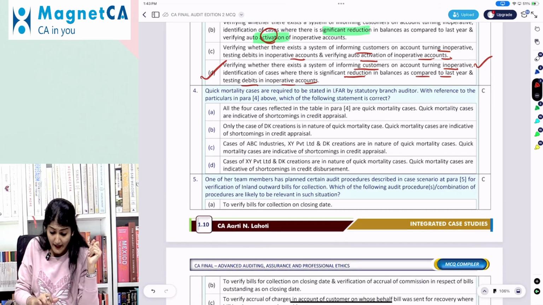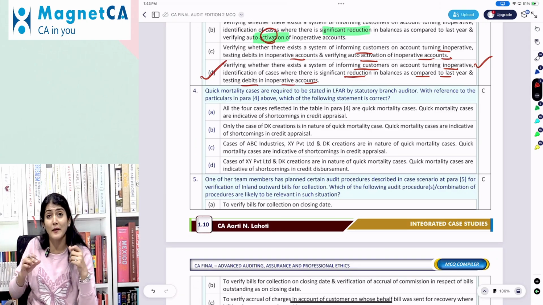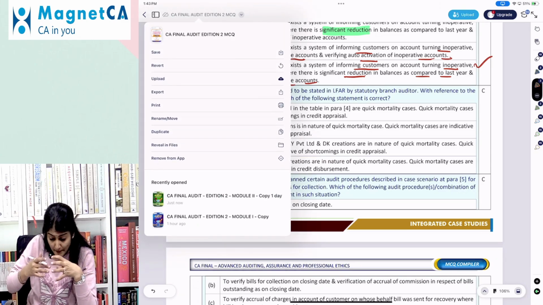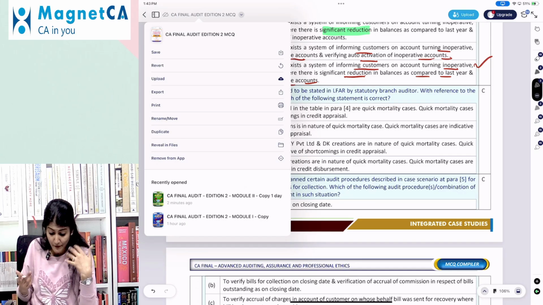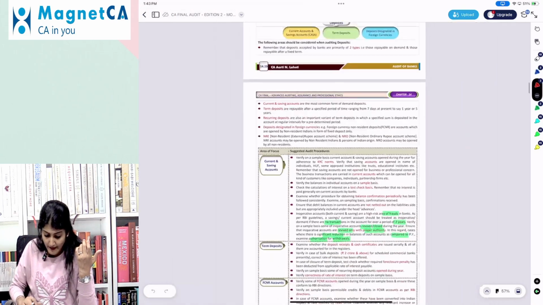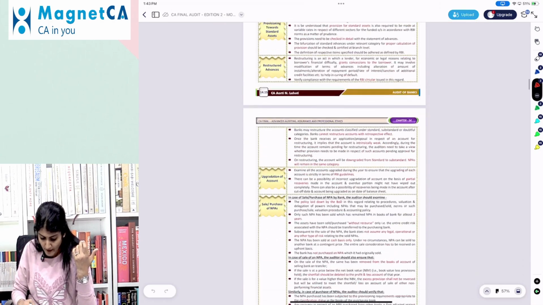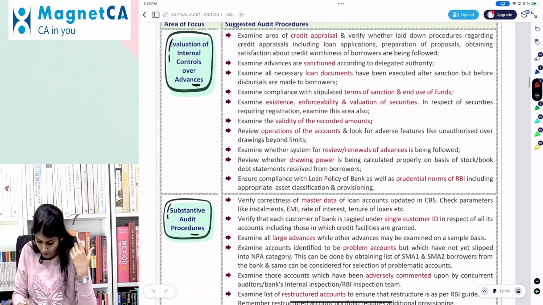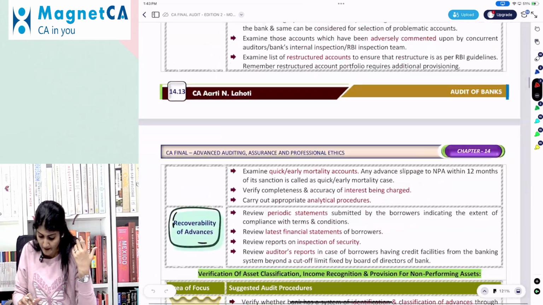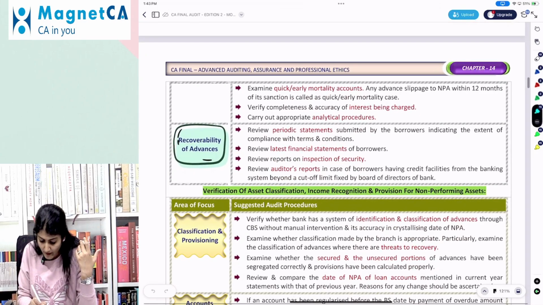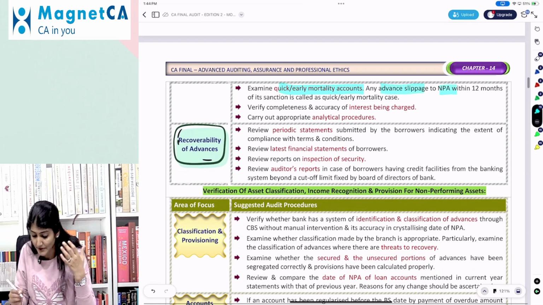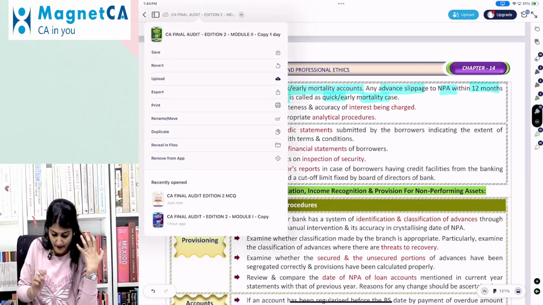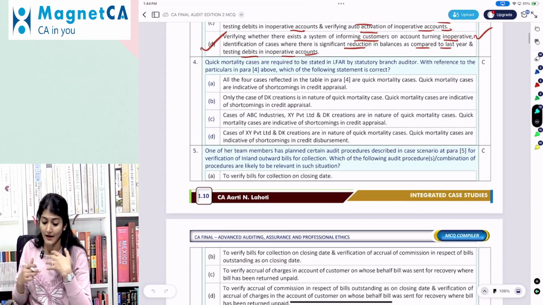Quick mortality cases. What is a quick mortality case? Where an account becomes an NPA within 12 months of the sanction. It slips into the NPA category within 12 months of the sanction of the loan. That comes under the RBI prudential norms in the audit procedures for the audit of the advances, where there is a discussion regarding the quick or early mortality account. Any advance slippage to NPA within 12 months of its sanction is called a quick or early mortality case.